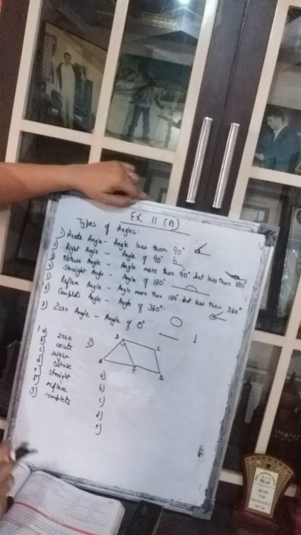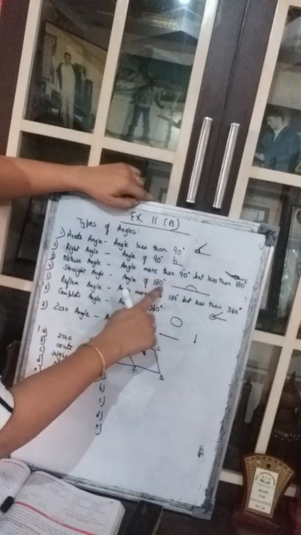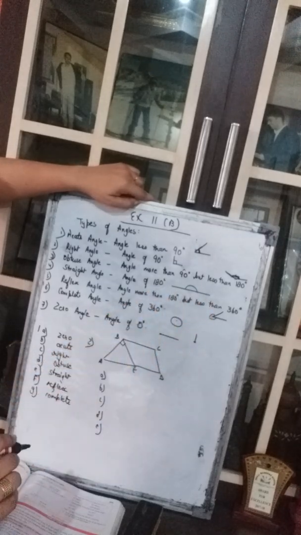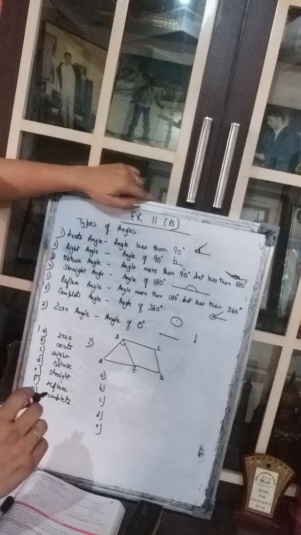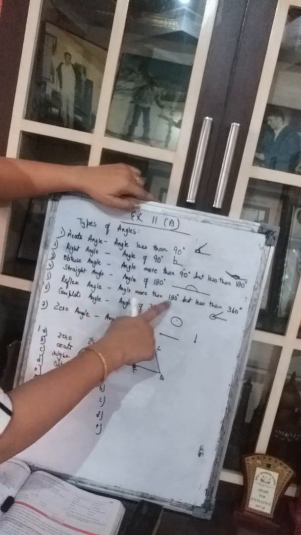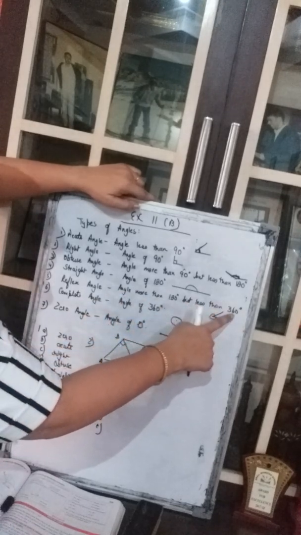Got it? Now we come to the straight angle. Straight angle means the angle of 180 degrees. That means the angle on a straight line is always 180 degrees, and that angle is called a straight angle. Then we come to the reflex angle. The angle which is more than 180 degrees but less than 360 degrees.